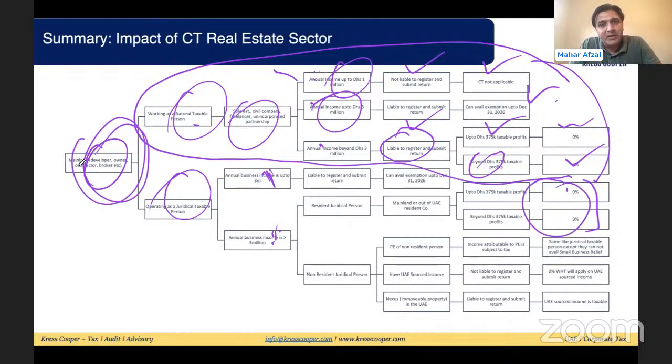Mainland developers, owners and contractors cannot be qualifying free zone persons, because for a qualifying free zone person, the entity must be established within the free zone. It should not be a natural person. That I will discuss in our next slide.